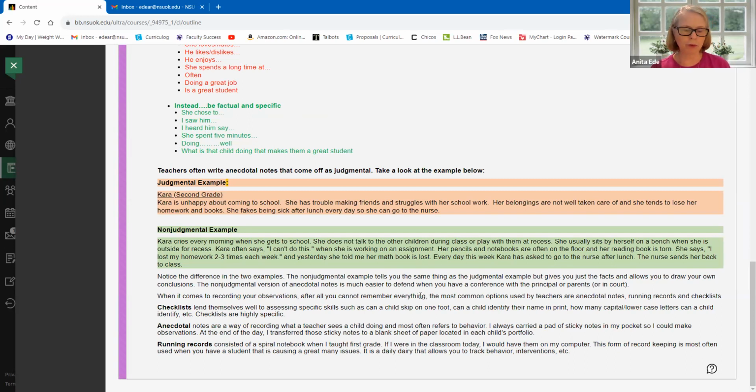And so you can read through the rest of that. It's really important, and it can really cover you. If you ever get in a situation where a parent disputes what you're saying, if you have highly specific notes that make no judgments at all, they just write down dates, times, what you specifically observed, what you heard these students say, you have all the facts to back up what you're saying. If you just have a bunch of judgmental notes, a lot of times you can't back up what you're saying.